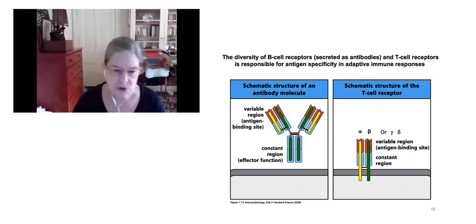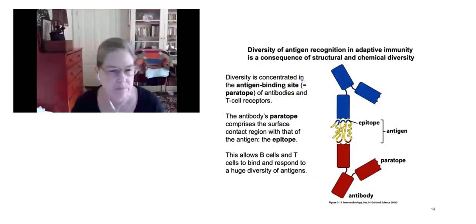So there's a single heavy chain and a single light chain for an antibody. And for the T cell receptors, there's an alpha chain and a beta chain, or a gamma chain and a delta chain. So those are the different kinds of B and T cell receptors.